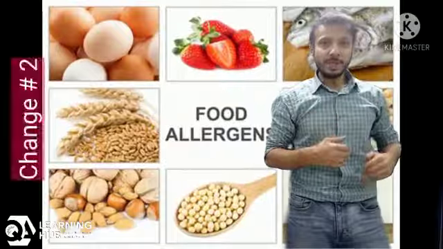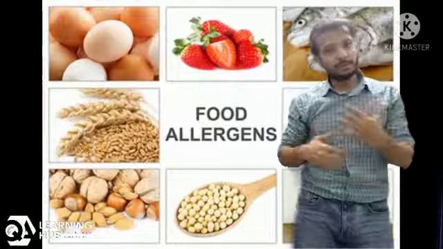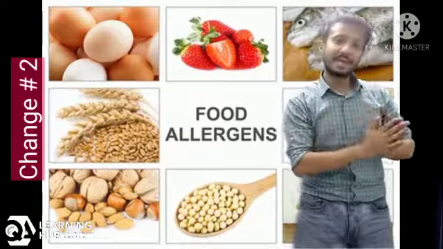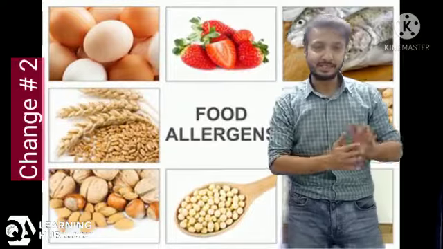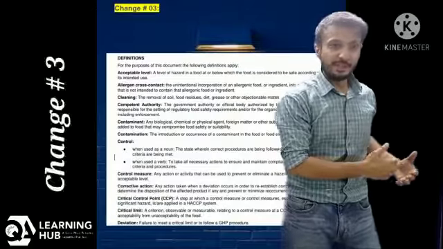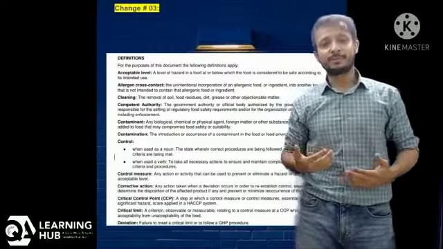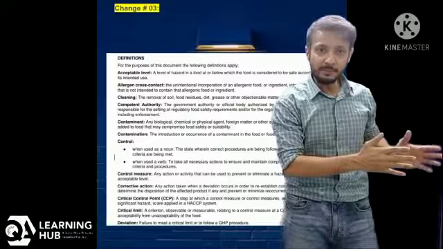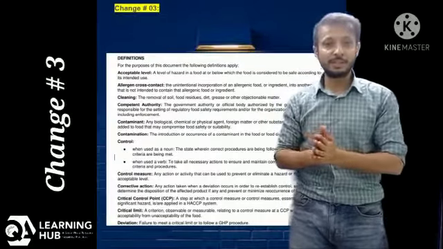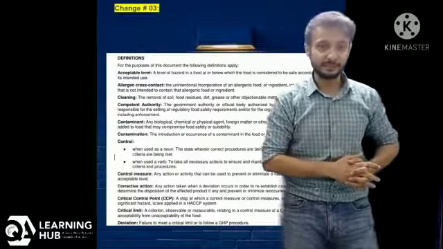Change number 2. The new HACCP version adds allergen control. In the previous version, allergens were not addressed and there were no points or guidelines to control allergen hazards. Change number 3. There are changes in some definitions and also more terms have been added. Previously, there were 12 terms and their definitions. Now, there are 32 terms with their definitions which are being used in this standard.